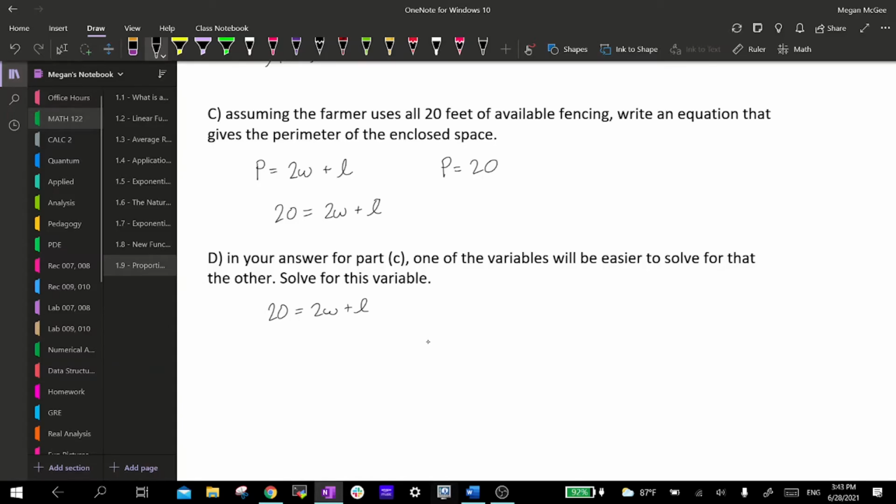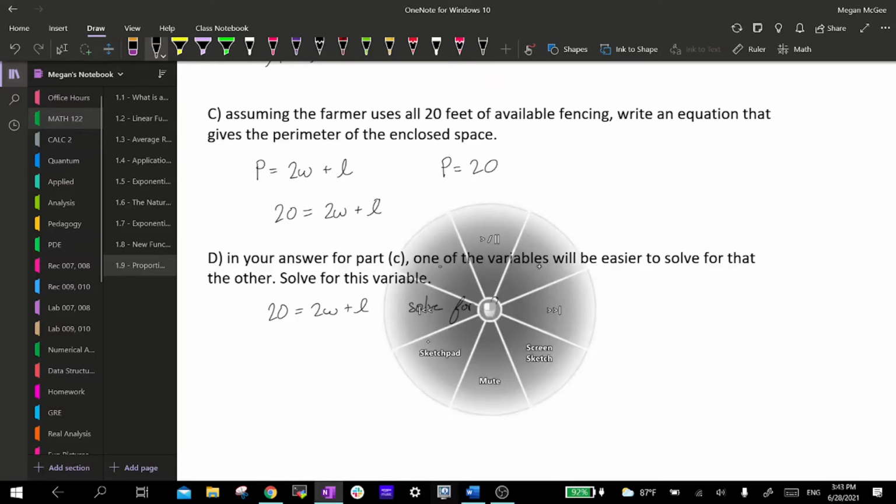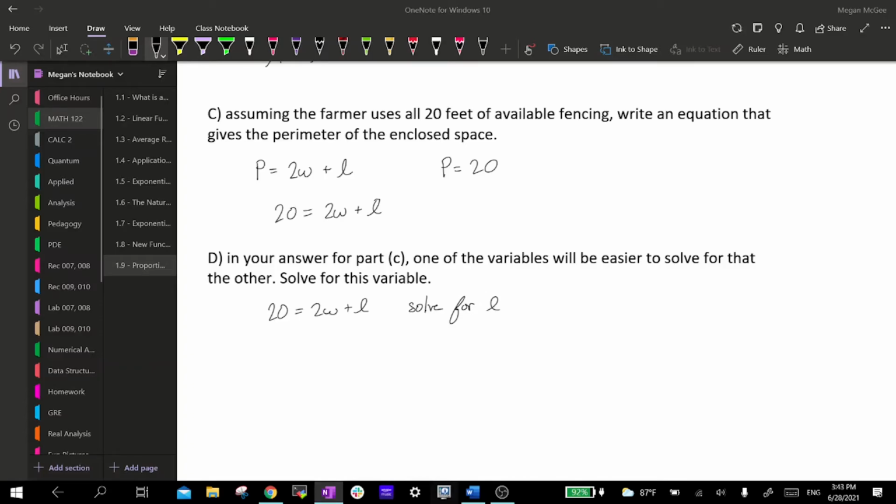So let's go ahead and solve for L. We're just going to move 2W over by subtracting it from both sides. So we'll get 20 minus 2 times W is equal to L. All right, we're done with part D.